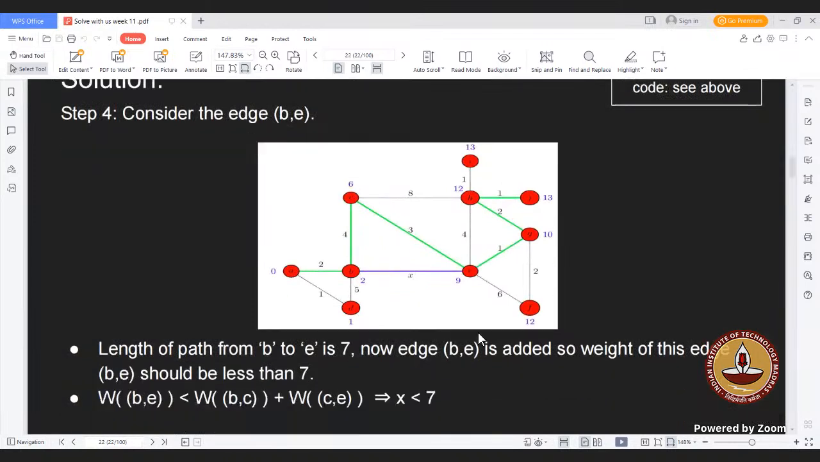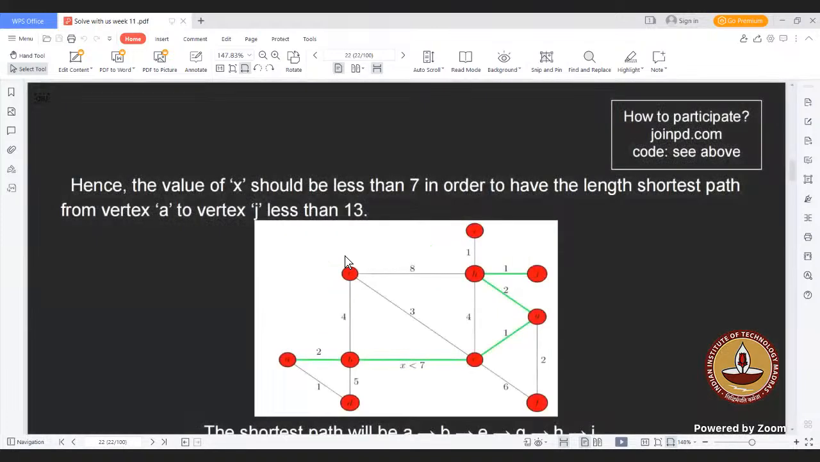So from that we can see the length of the path from B to E is 7, because A to B we can go in the distance 2, and B to E it is given as 9, but it must be less than 9. Therefore, X must be less than 7. So the inequality basically would be X plus 2 is less than 9 and X is less than 7. So what are the possible values if X is less than 7? What can be the possible values?